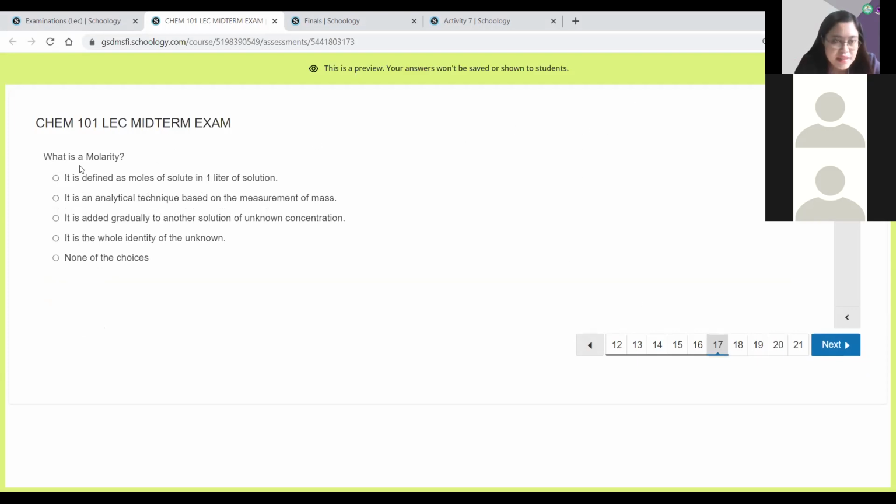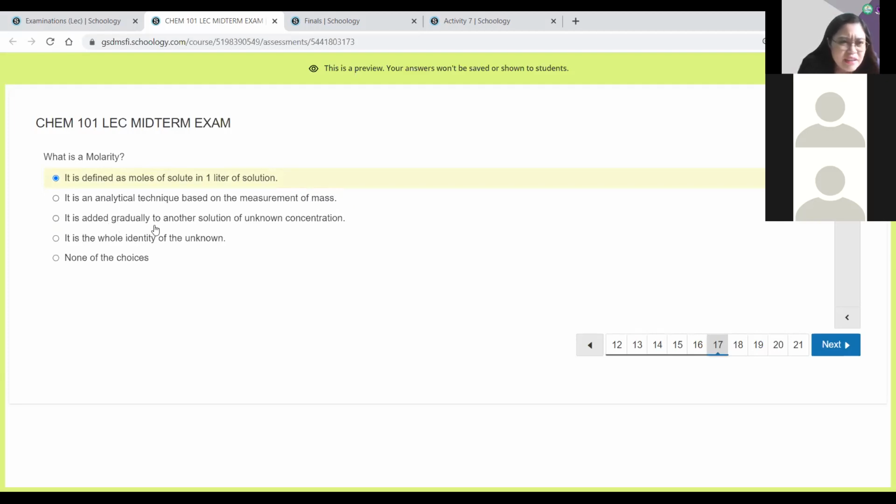Next, what is a molarity? So I think nasa previous question yung definition ni molarity. It is defined as moles of solute in 1 liter of solution. I think this is the answer, but let's read the other choices. It is an analytical technique based on the measurement of mass. This one is the definition of gravimetric analysis. The letter B here is the gravimetric analysis.